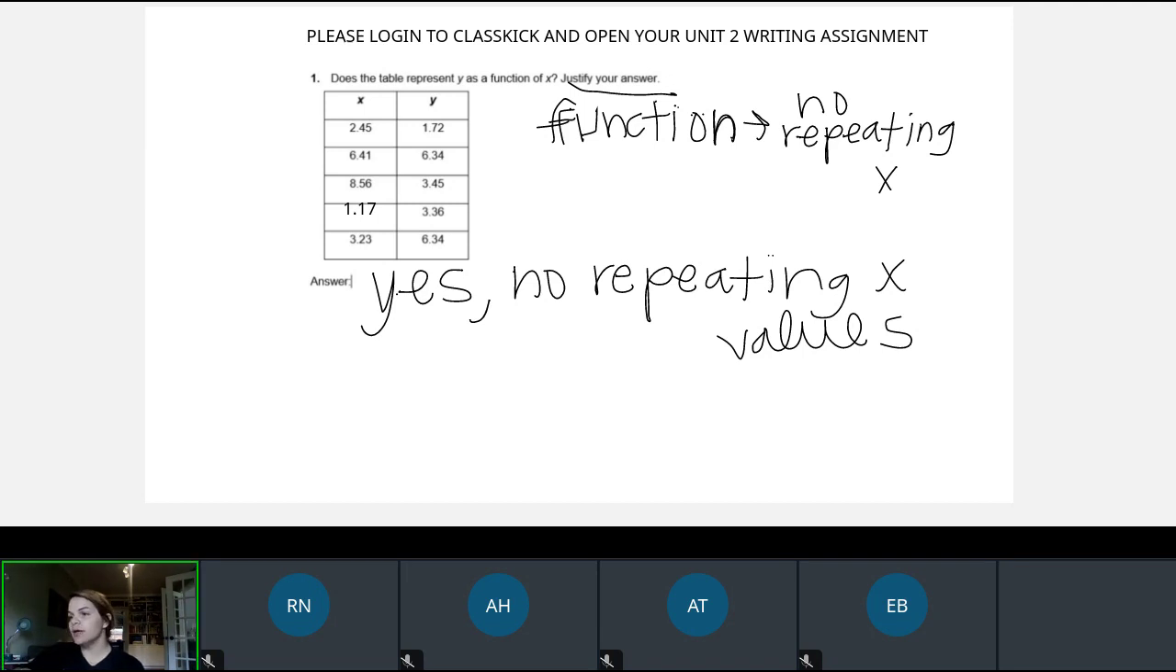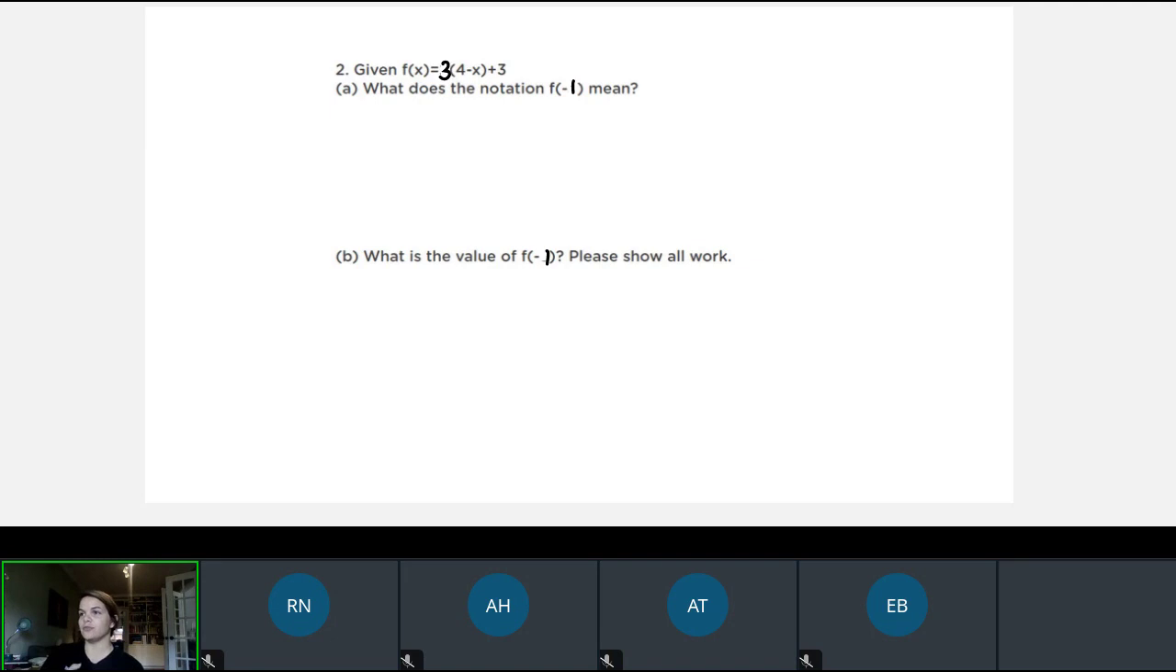All right, let's go ahead and I want you to go to slide 3 on yours. It says, given that f of x, I'm reading mine, okay? So don't look at yours right now, just look at mine on the new row screen. Given that f of x equals 3 times 4 minus x plus 3. Part 1 says, what does the notation f of -1 mean?